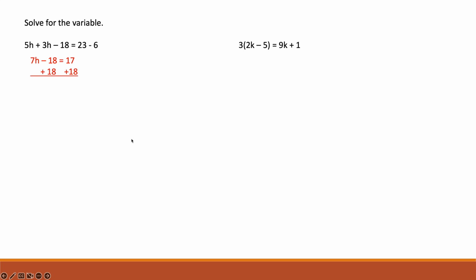Adding 18 to both sides, right? Because 23 minus 6 is 17. So adding 18 to both sides, 7H is 35. Dividing by 7, H is equal to 5.